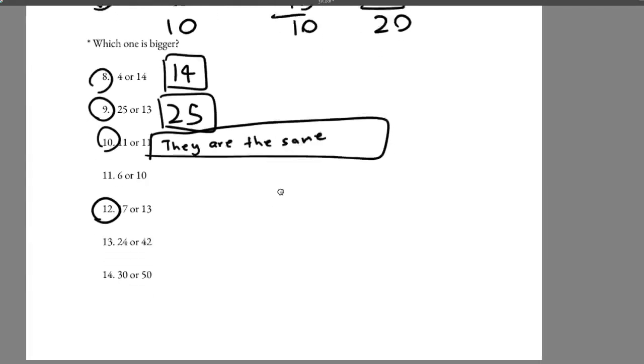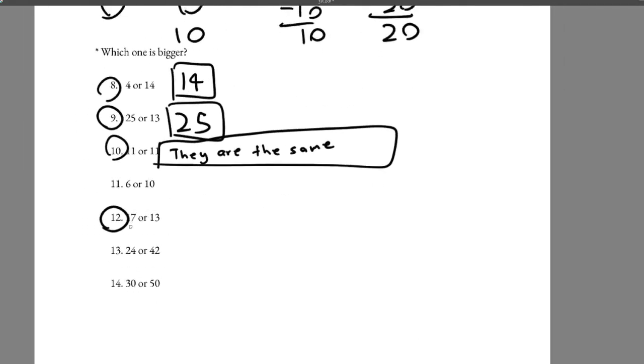Now for question 12, which one is bigger, 17 or 13? We look at the ones place. This has a 7 in it, and 13 has a 3 in it. The tens place is the same, so that means the one with the bigger ones value, which is 17, is the bigger number. So that is our answer.